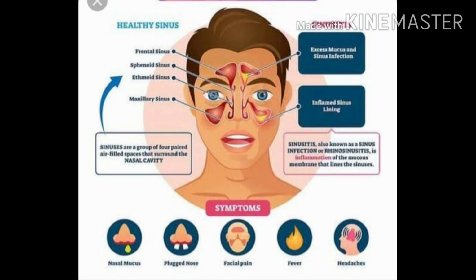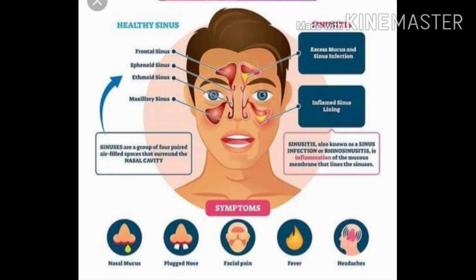Normally, the sinuses are filled with air, but when any type of virus or bacteria affects the sinus cavity, excess amount of mucus is formed, and this condition is known as sinusitis. Most often, the rhinovirus affects the sinuses, so it is also called as rhinosinusitis.